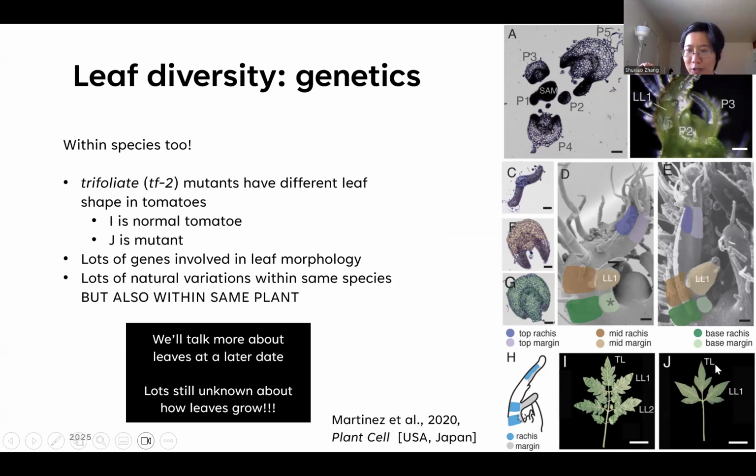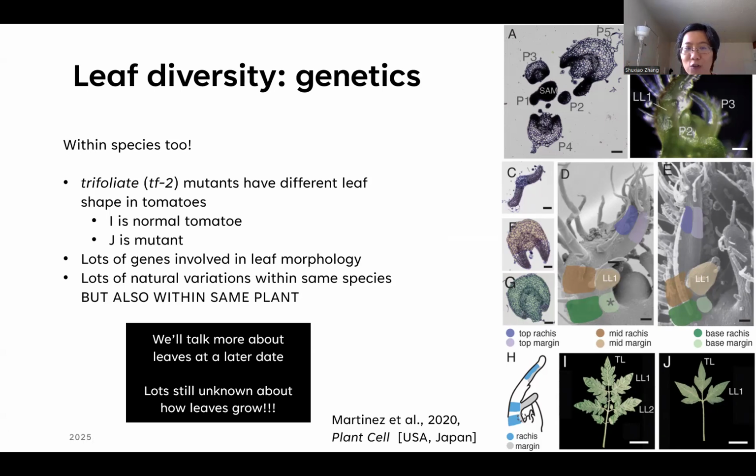But for now, I just want to draw everyone's attention to panels I and J in the bottom right corner. You can see in I is what the normal tomato leaf looks like, and J is what happens if you mutate the gene trifoliate. You can see now it has 3 leaves, right? That's why it's called trifoliate. And you can see the amount of difference that a single gene can have in the same species on leaf shape. Trifoliate is one gene. There are a lot of genes involved in leaf shape or leaf morphology.